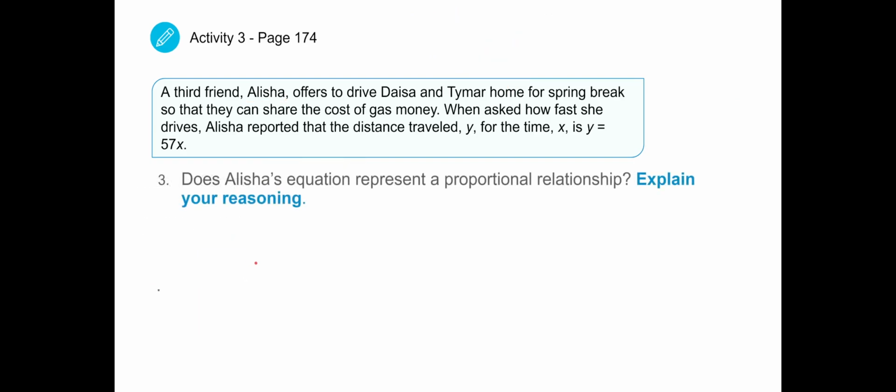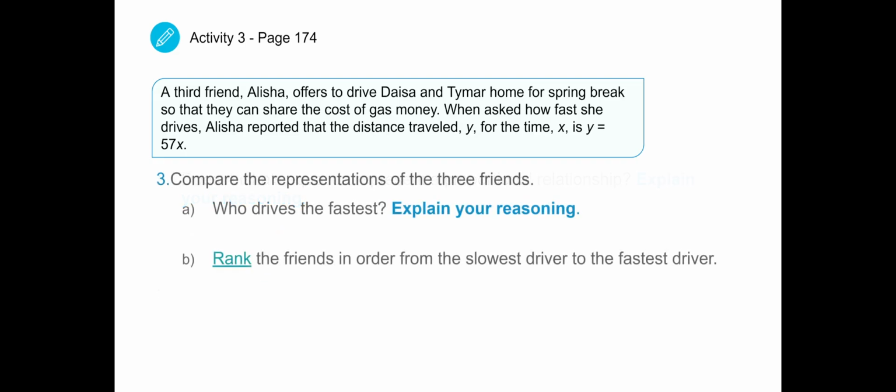Okay, so the first question here asks, does Alicia's equation represent a proportional relationship? Yes, it does. She is going up at a steady rate, so we can just put yes there. Now, we want to talk about who drove the fastest. So remember, we had Daisha who drove 60 miles per hour. We had Tamar who drove 50 miles per hour. And now we have Alicia who drove 57 miles per hour. So Daisha is still the fastest driver in her little friend group.